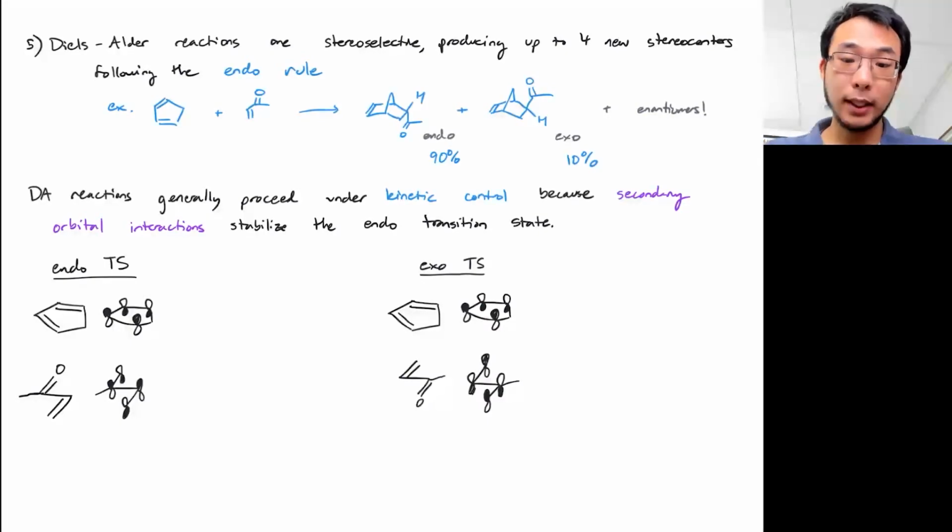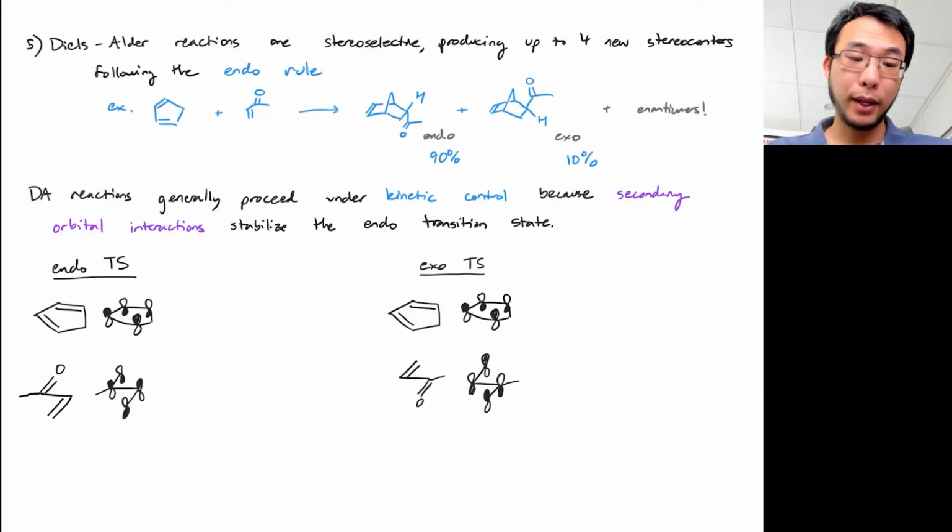And so by seeing that our endo product is produced more, we can infer that this reaction is taking place under kinetic control. In other words, the barrier to forming the endo product is smaller than the barrier to forming the exo product. Right? So this is a classic example of a smaller barrier leading to a less stable product, preferentially.